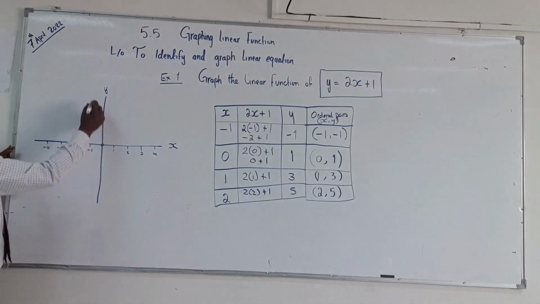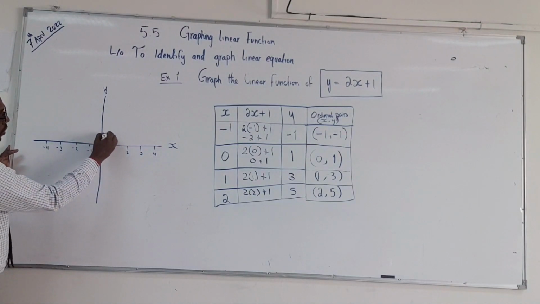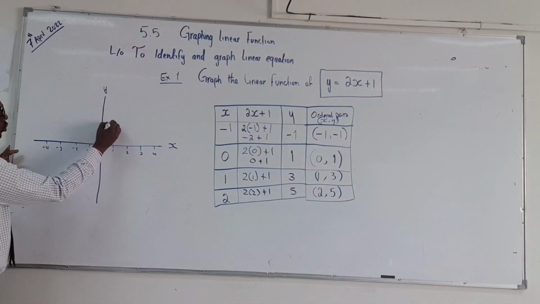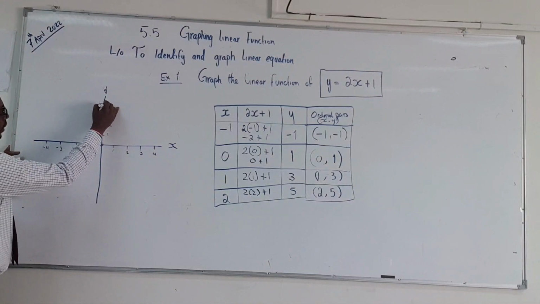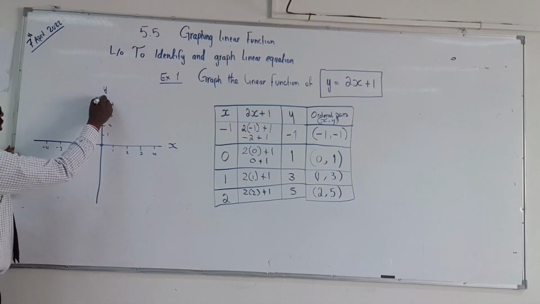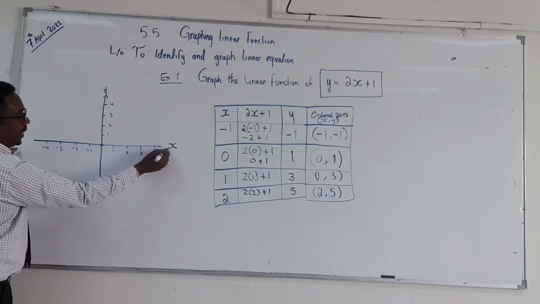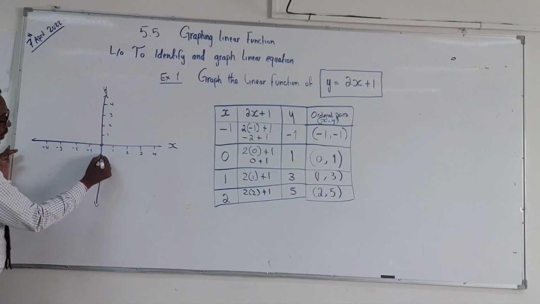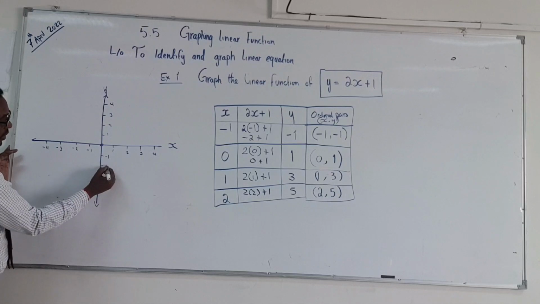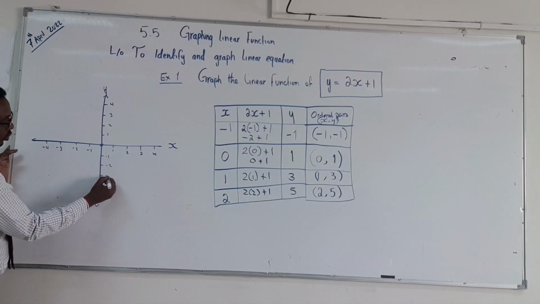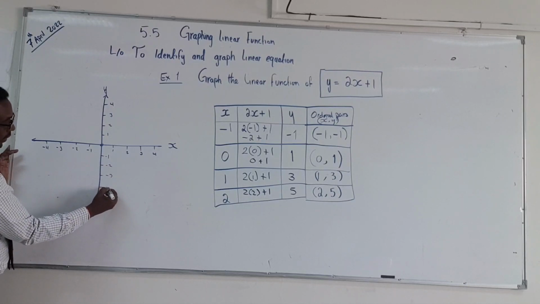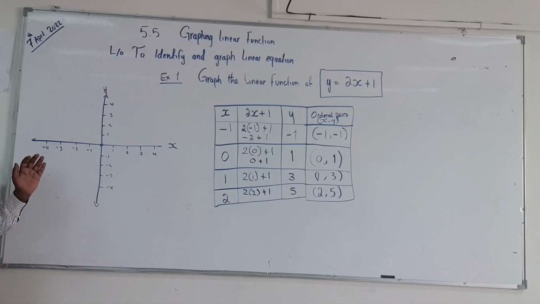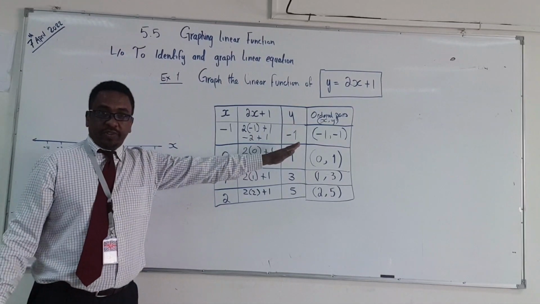On the y-axis, what do we have here? 1, 2, 3, and 4. We can leave up to 4. Remember, those arrows represent the line will go forever. And when we pass the 0, what do we have here? Negative 1, negative 2, negative 3, and negative 4. So now, let's find out where the order pairs are.